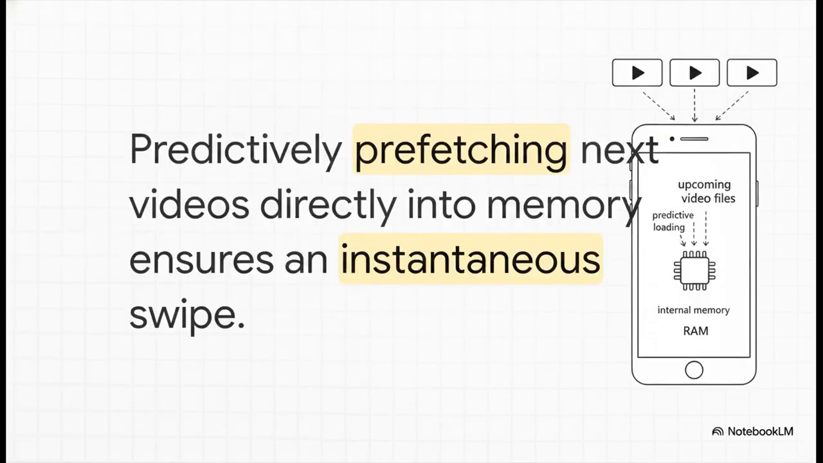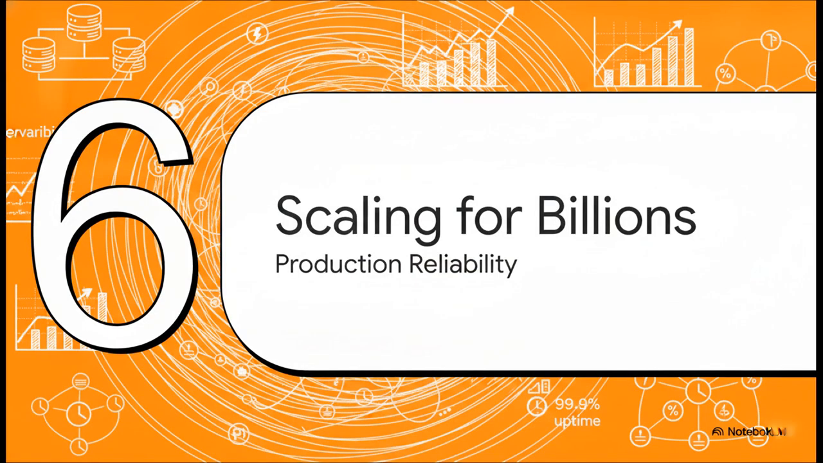So the real secret to creating that magical instant swiping experience is prefetching. We literally cannot wait for you to swipe before we start downloading the next video. Instead, based on algorithmic probabilities, we predictively load the next 2 recommended videos directly into your phone's memory in the background. When you finally flick your thumb, the transition feels completely instantaneous because the data was already sitting right there waiting for you. Finally, let's wrap up with part 6, scaling for billions of views.